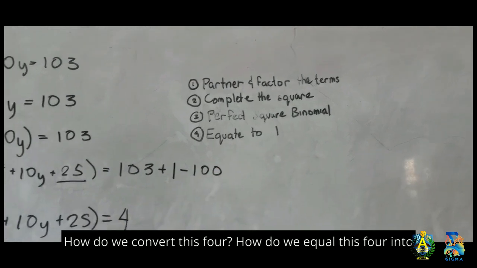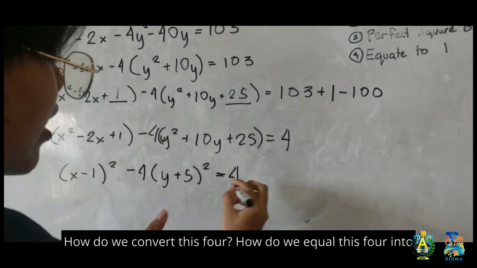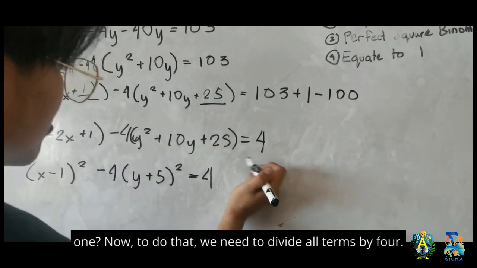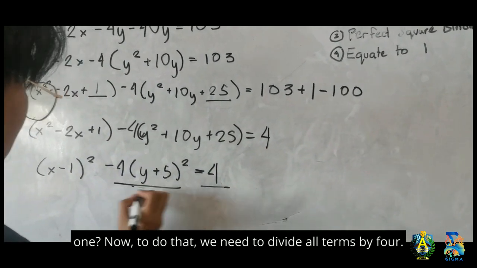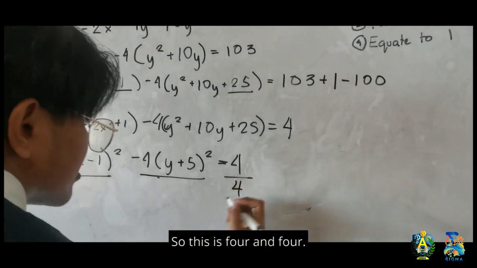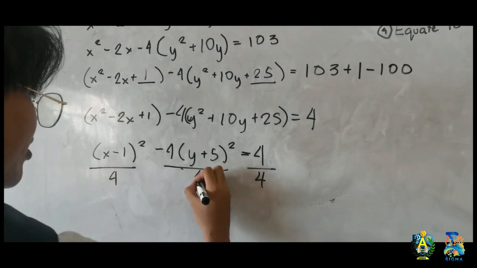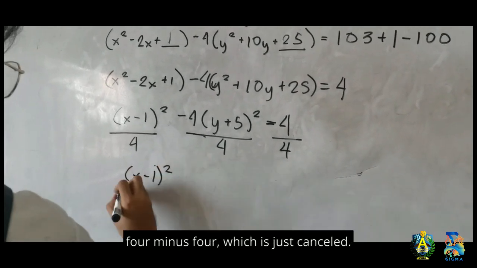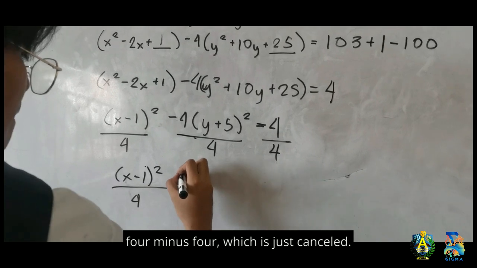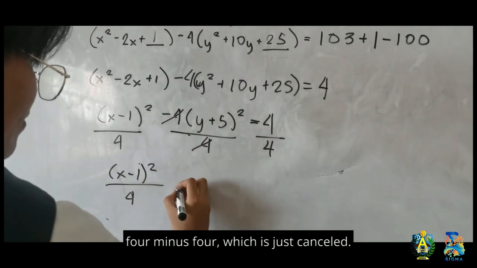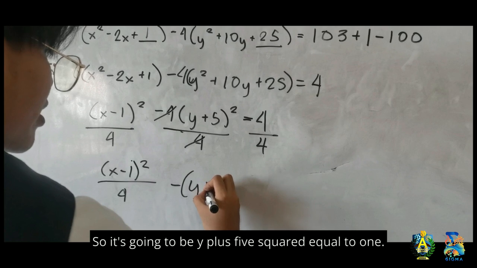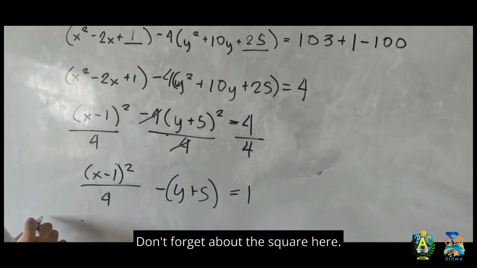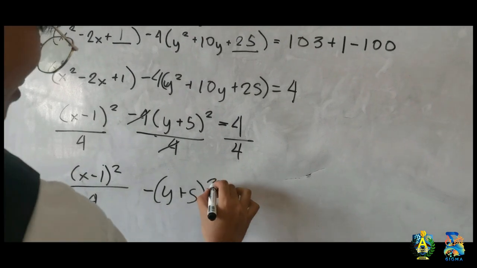How do we convert this 4? How do we equal this 4 into 1? To do that, we need to divide all terms by 4. So this is 4 and 4. Now it's going to be rewritten as x minus 1 squared over 4 minus 4, which is just cancelled, so it's going to be y plus 5 squared equal to 1. Don't forget about the square here.